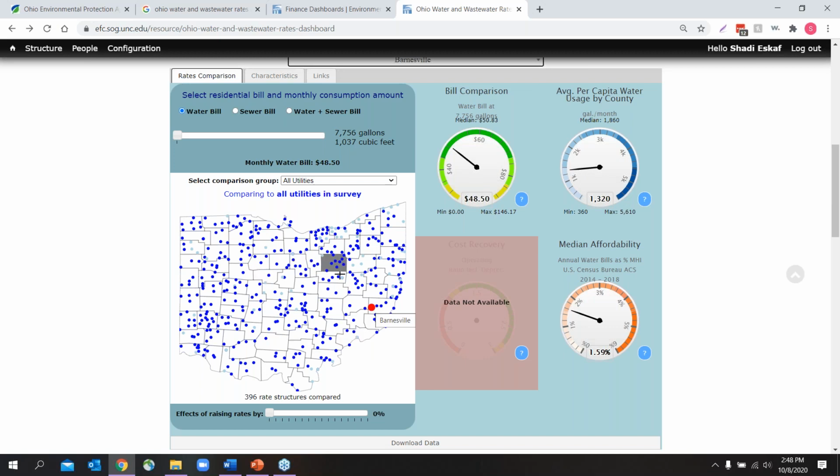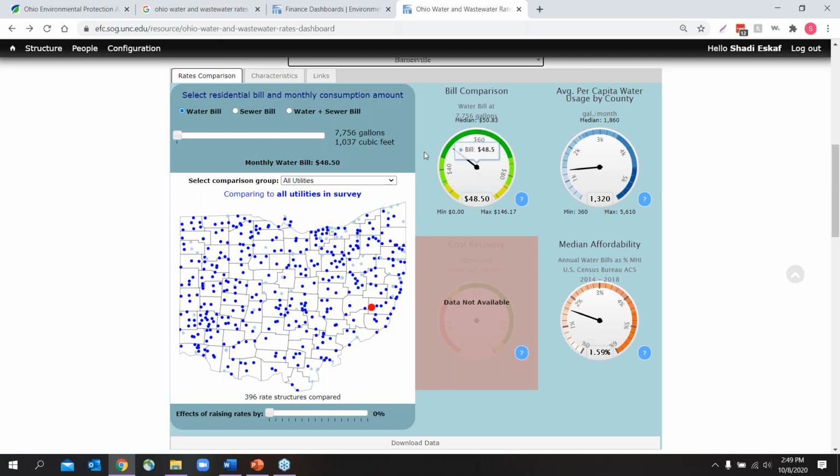Every blue dot that you see on this map is a water system that you're comparing your rates to. The light blue dots are, right now we're looking at water bills, wastewater-only systems. So depending on which type of bill you're comparing to, you'll see dark blue dots or light blue dots. Dark blue dots are the systems that you're being compared to. And then we've got dials on the right-hand side. The main dial, the first dial, is the bill comparison. So what would Barnesville's water bill at 7,756 gallons a month be? They're charging $48.50, compared to all these other dark blue dots. They're right here.